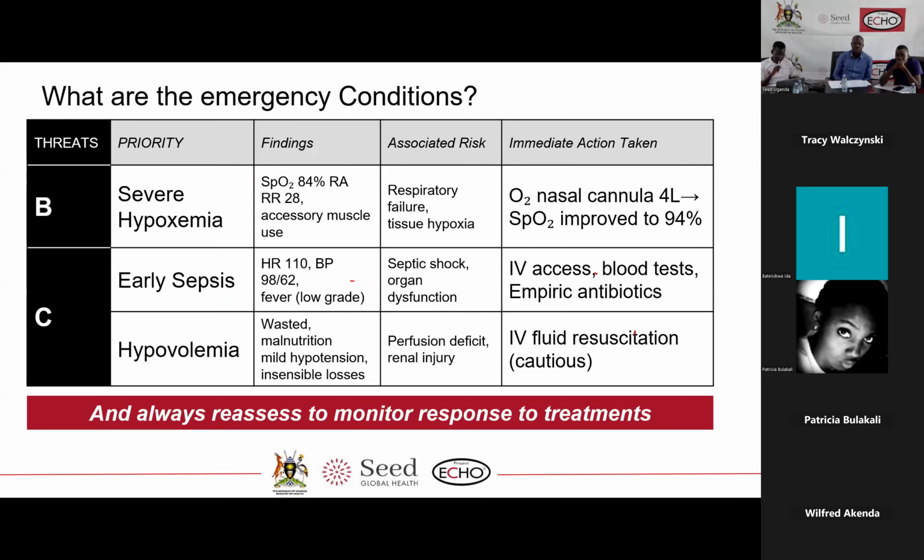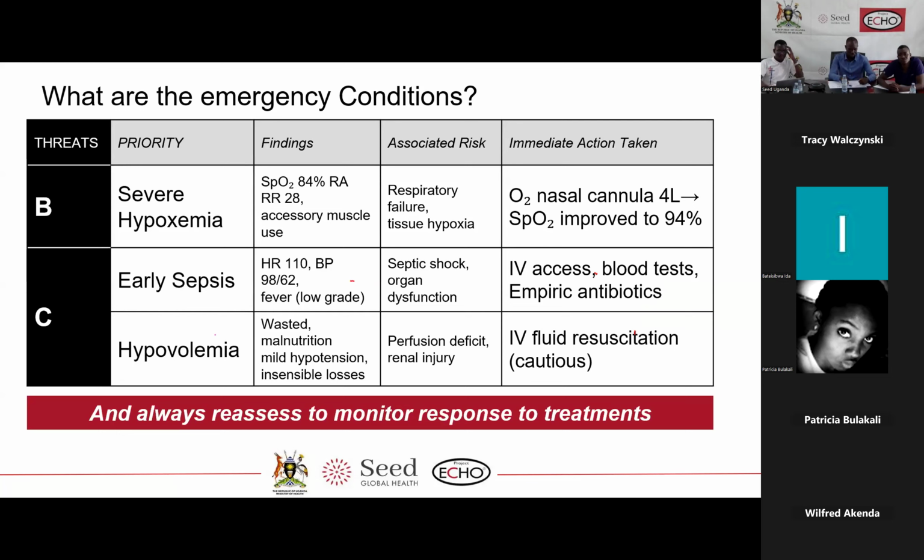Our team has gathered 3 priorities: threat to breathing, severe hypoxemia, with an SpO2 of 84% on room air, tachypnea of 28, and use of accessory muscle, the associated risk being respiratory failure, tissue hypoxia. The immediate action taken was to put the patient on oxygen with nasal cannula 4 liters per minute, and it has improved to 94%.